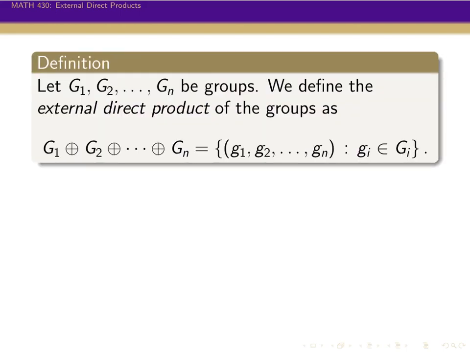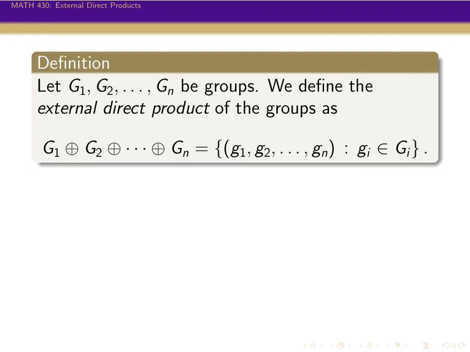So what exactly is an external direct product? Well, let's take some finite number of groups, G1, G2 through Gn. These groups can be anything. And then we can take what's called the external direct product of the groups, written as G1 ⊕ G2 ⊕ up to Gn. And what this is, it is n-tuples.